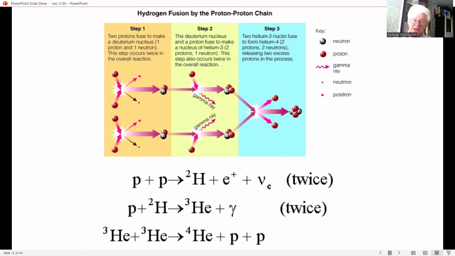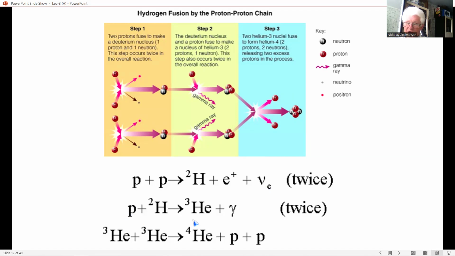The three steps of the proton-proton chain entail these reactions, and you can see them at the bottom of the slide. In the first reaction, two hydrogen nuclei, two protons, combine to form a heavy hydrogen nucleus called deuterium, emitting a particle called a positron, e+, a positively charged electron, and a neutrino, nu e, a subatomic particle having an extremely low mass and a velocity nearly equal to the velocity of light.